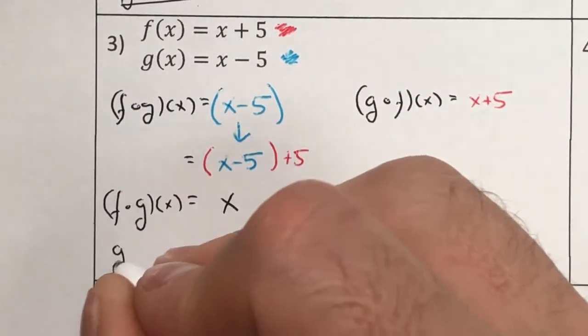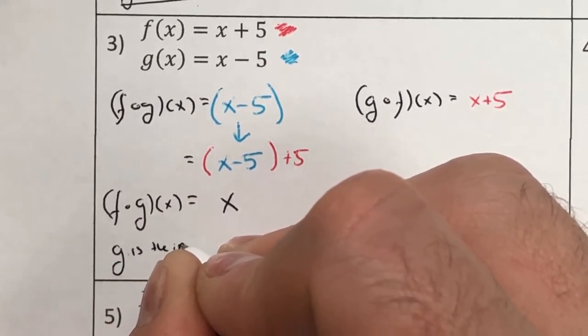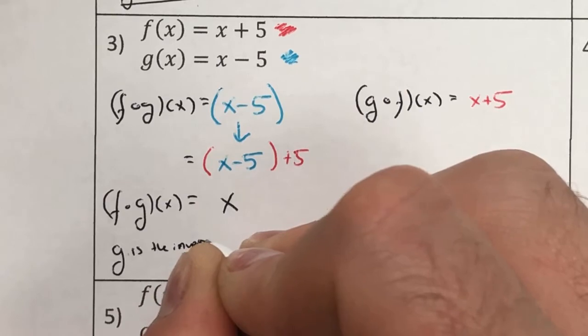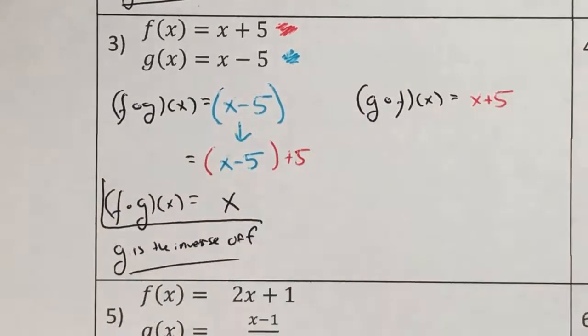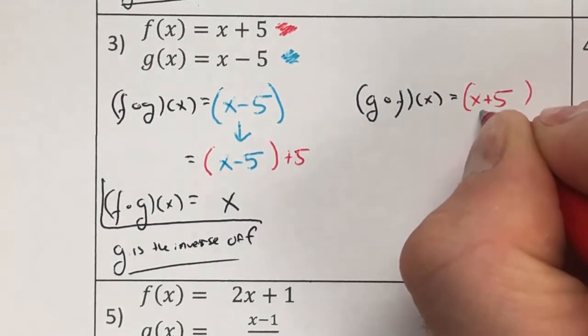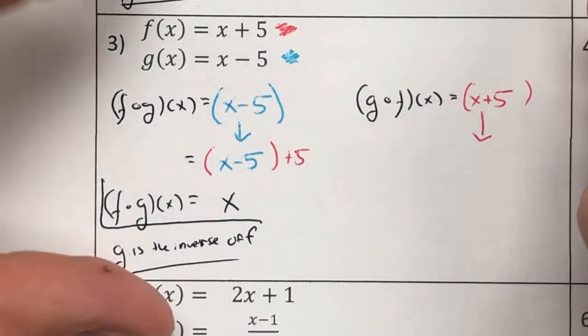So what I know is that g is the inverse of f because of that. I'm going to do my same little auto correction here and plug that into my blue equation, because that's what I should have started with.